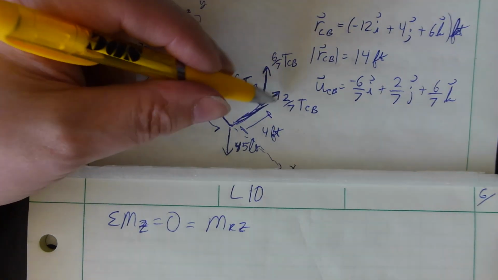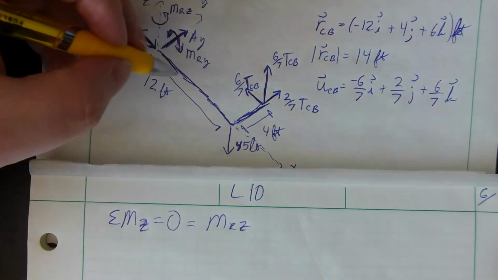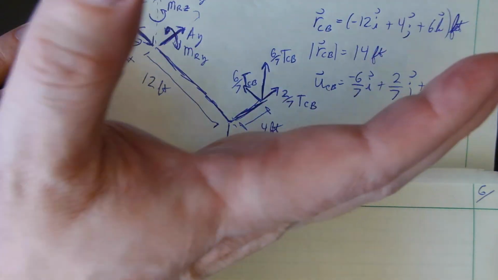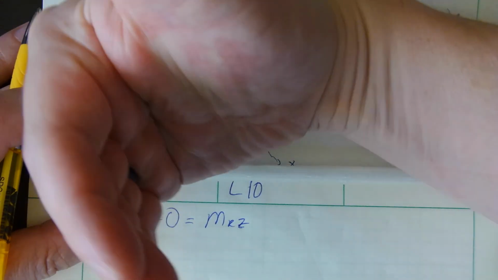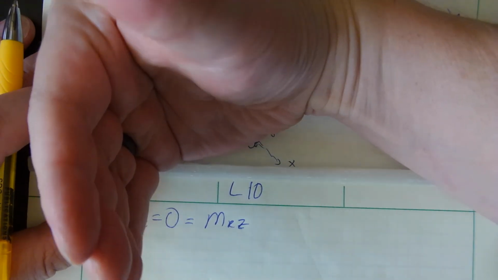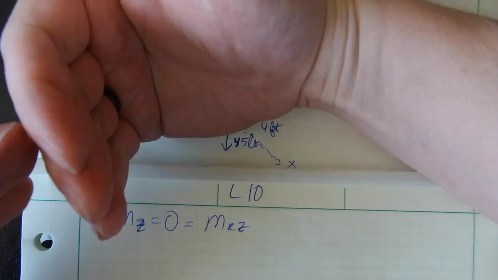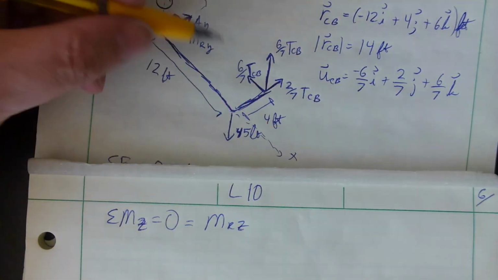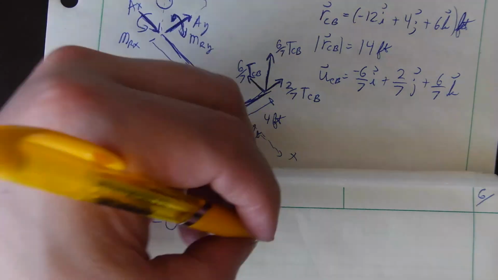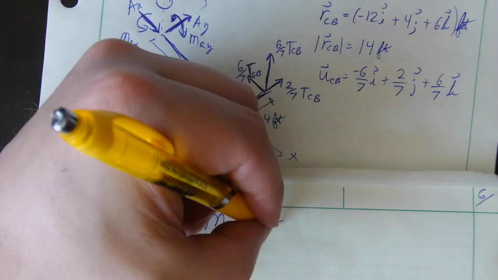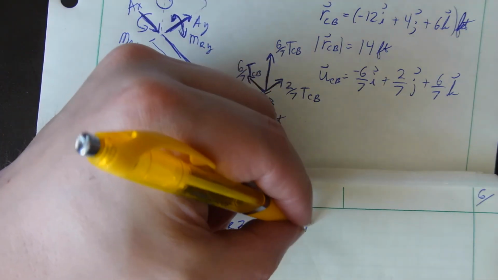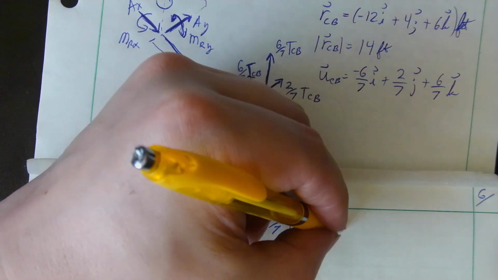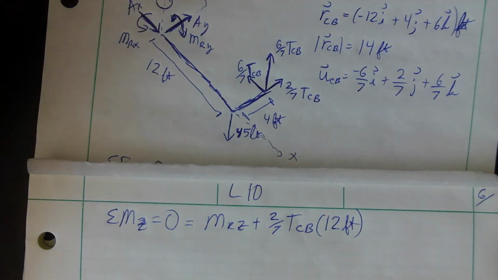I do have 2/7, right? And it is a distance of 12 feet away. Now what about the sign? Well, if I put my thumb, I can kind of do it like this. My thumb is in the positive z direction here, and those 2/7 are trying to cause my fingers to close. Right? That's a counterclockwise rotation about the z-axis. So plus 2/7 TCB, and again that is a distance of 12 feet from that z-axis. And then I've also got this guy.